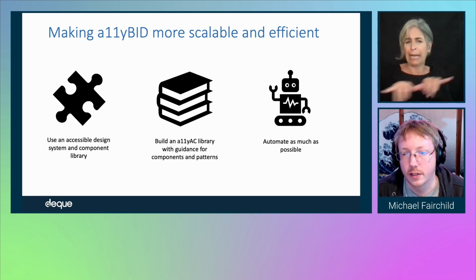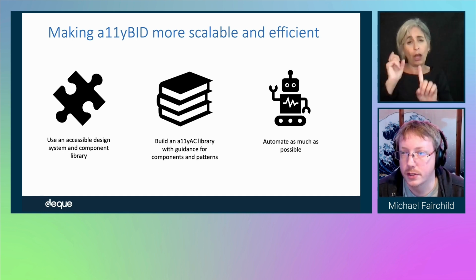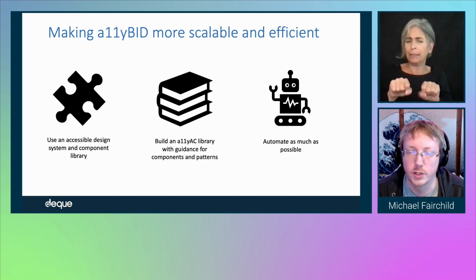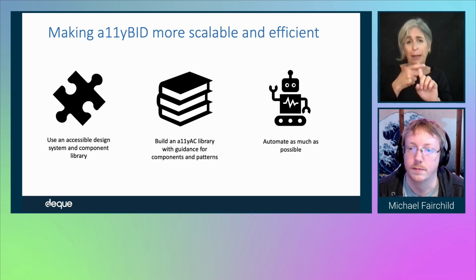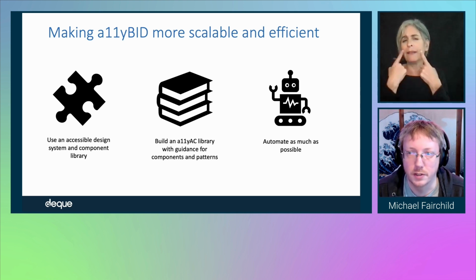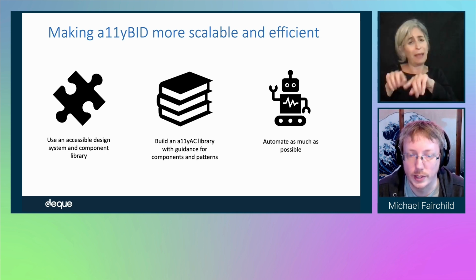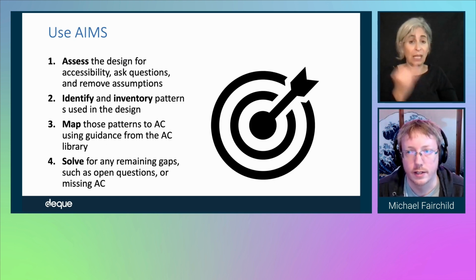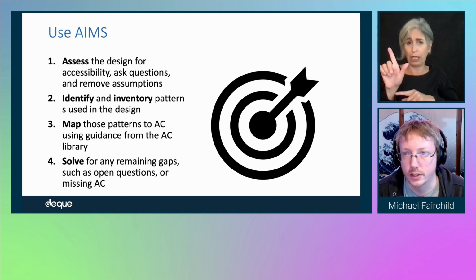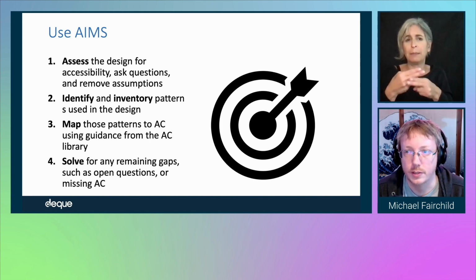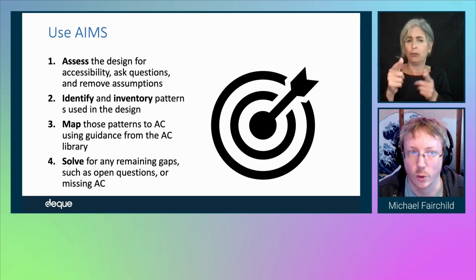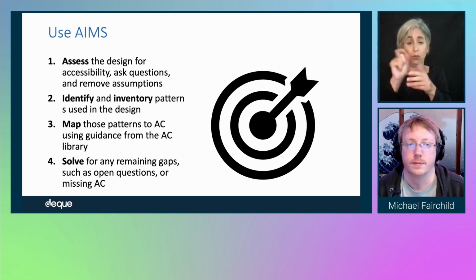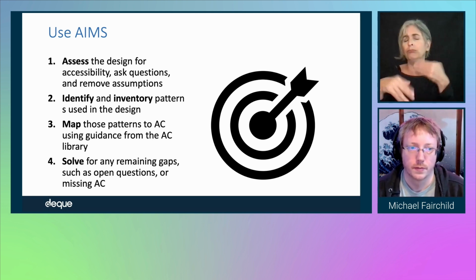And we also need to lean on automation to automate as much as possible. Anytime we lean on automation, we're going to leverage efficiencies, so definitely lean on automation wherever we can. If we have an accessibility AC library, we can use a process called AIMS to really speed things up for whoever's writing these stories. The AIMS process flows like this.